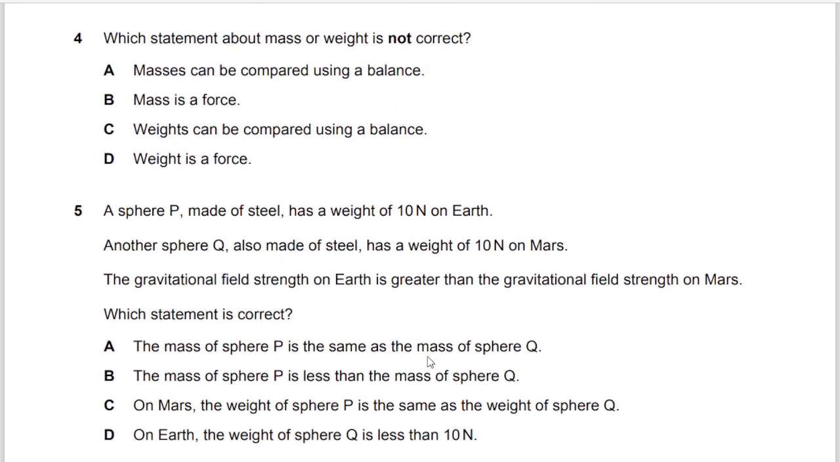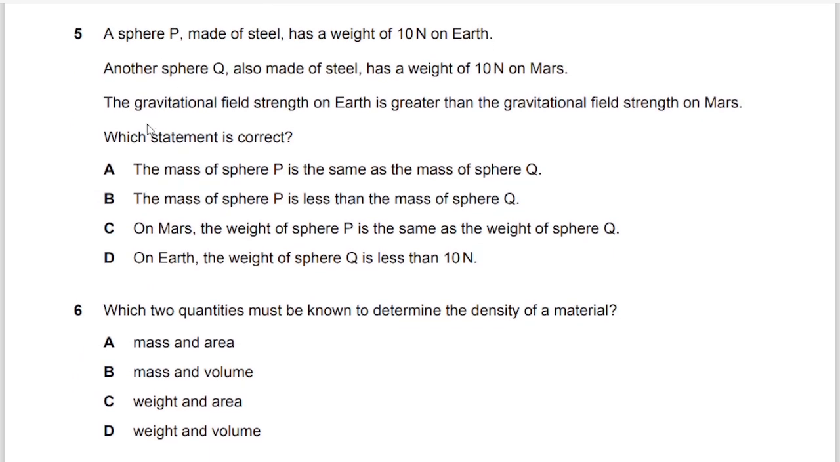Question 4 says which statement about mass or weight is not correct? Masses can be compared using a balance. Yes, masses and weights both can be compared using a balance. So A and C both are correct. Weight is a force. Yes. Mass is a force? No. Mass is the amount of matter in an object. So they are asking which is not correct. So B is not correct because mass is not a force. Mass is the amount of matter in an object.